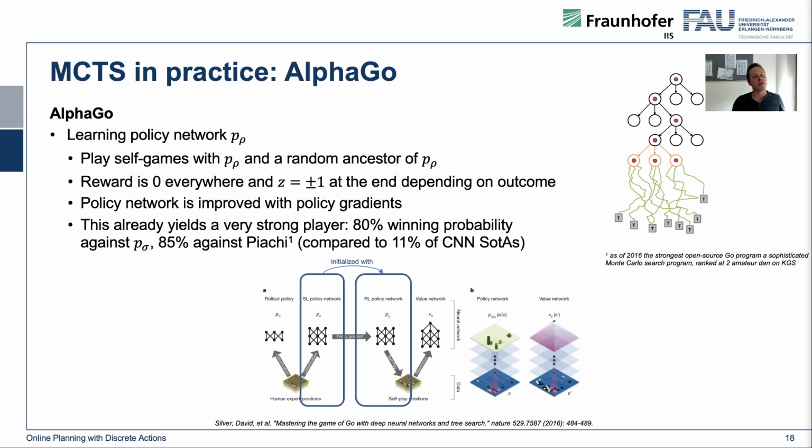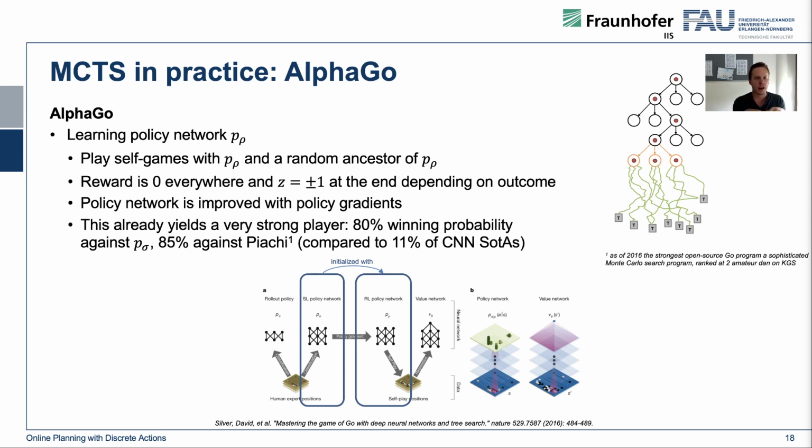Okay, so the question now is how to get from the human expert position networks to the self-play networks. From here, they learn a policy network p-rho. They play self-play games with this policy network against a random ancestor of this network. The reward is 0 everywhere, and plus or minus 1 at the end, depending on the outcome. If the agent using this policy network wins the game, it gets a +1 reward, and if it loses, it gets a -1 reward. For all the other steps, it just gets 0.